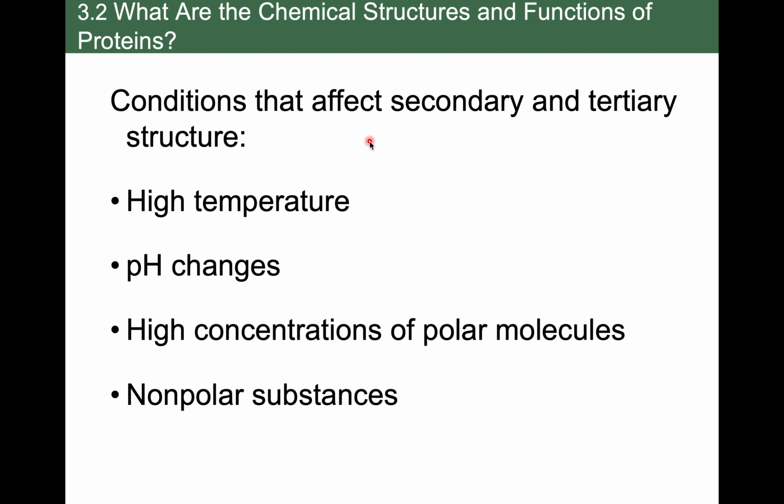And I did want to point out that the folding of proteins can be affected by a few different environmental factors. So temperature, pH, really high or low concentrations of either polar or nonpolar molecules can basically interfere with some of these bonds that are being used to fold that protein up and hold it together. And you can quote unquote denature a protein, which is basically unfold it. And as soon as you unfold it, it's not going to function properly anymore.